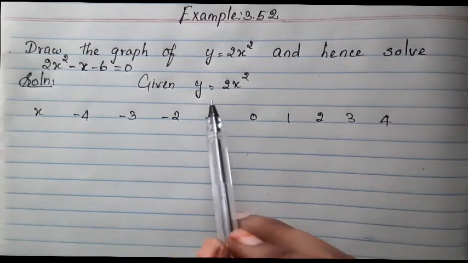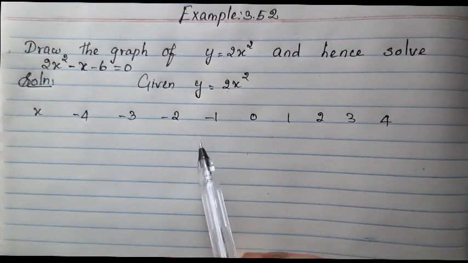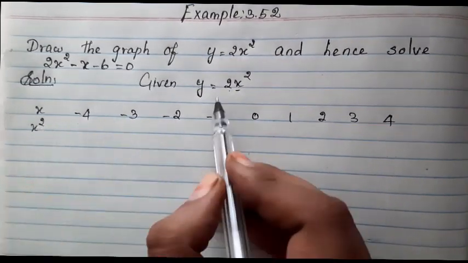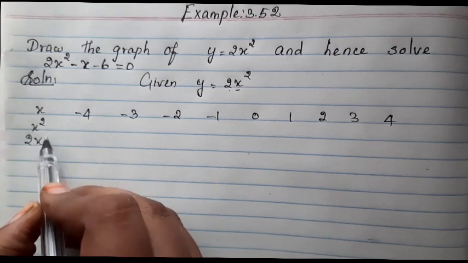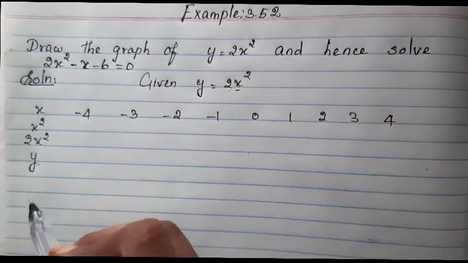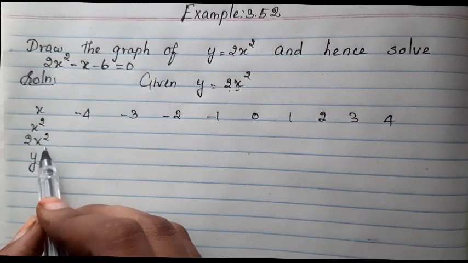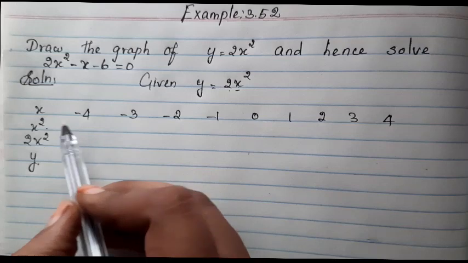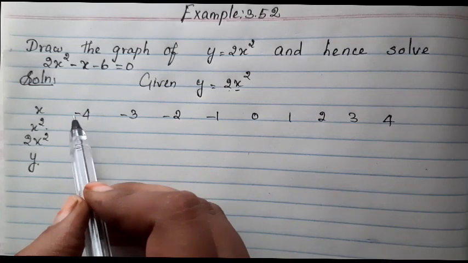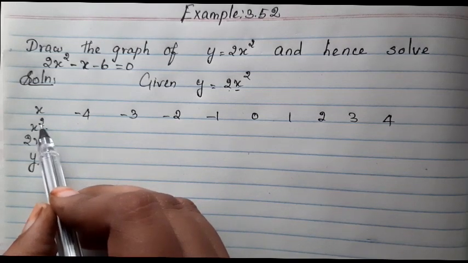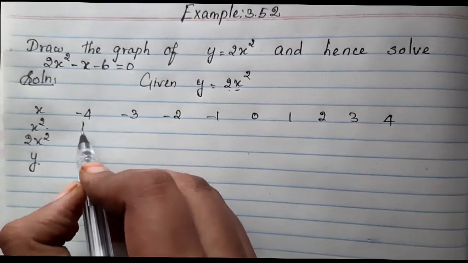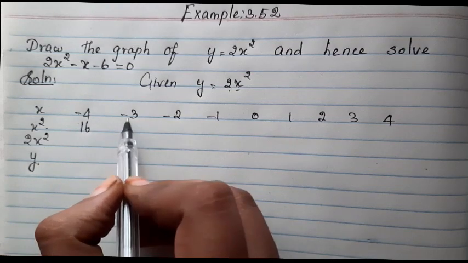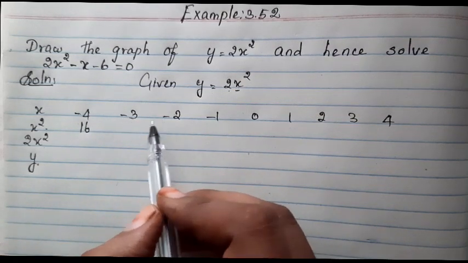Next, to find the y value, we do it in a proper method. First I will write the x square value. Next I will do 2x square. Finally we write y. Solving this, we will get the value of y. The x value is minus 4, so minus 4 the whole square. You will get 16, because minus square is plus and 4 square is 16. If you square the negative, you will get positive.